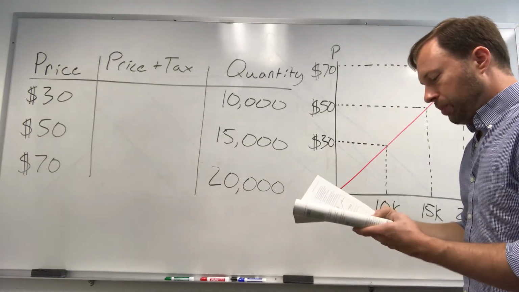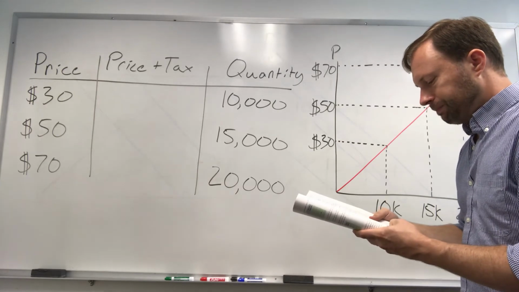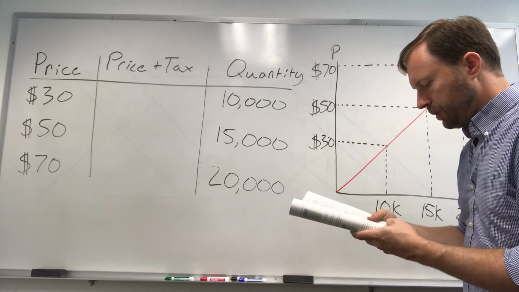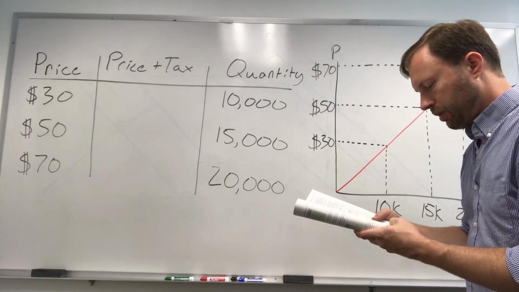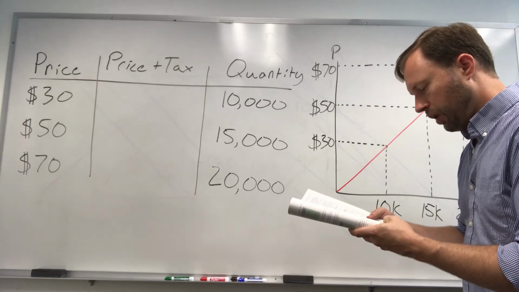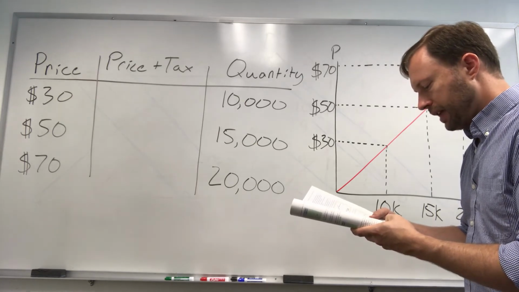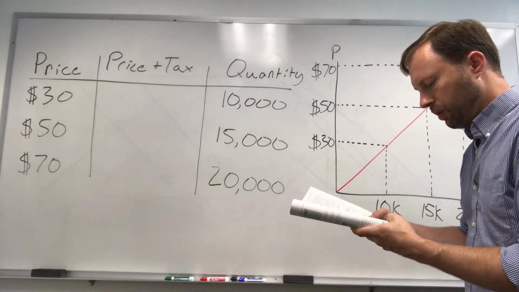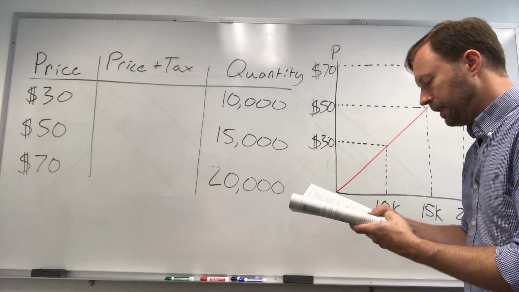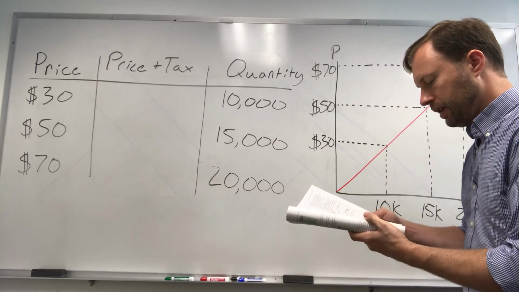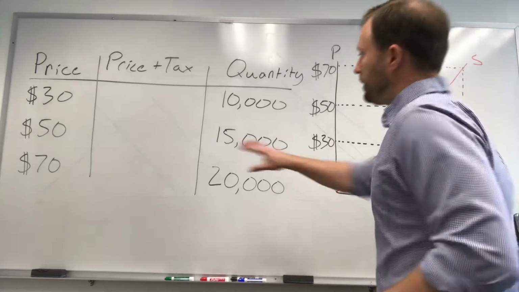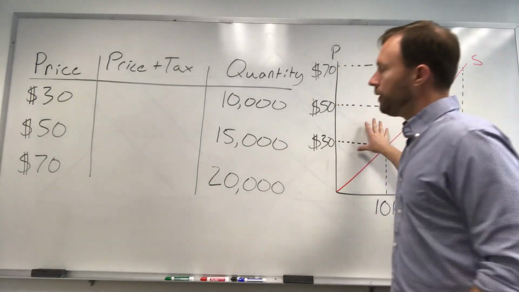All right, it says, under pressure from nutrition activists, the government decides to tax sugar producers with a $5 tax per 100-pound bag. Using the figure above, draw the new supply curve. After the tax is enacted, what price will bring forth quantities of 10,000, 15,000, and 20,000 pounds? Give your answers in the table. All right, I'm going to actually start with the table and then move on to the graph.